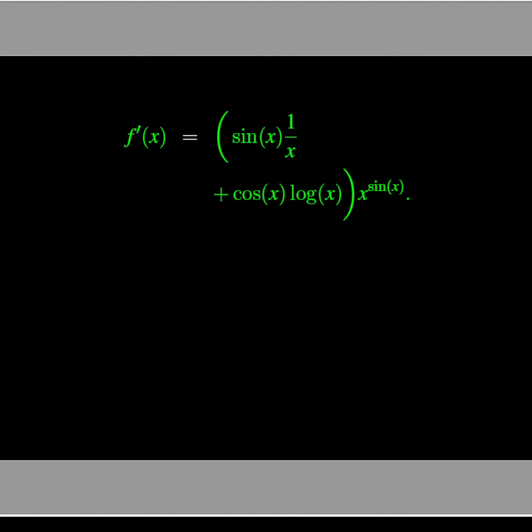This final expression can also be given as follows: f prime of x is equal to the quantity sine of x times the fraction 1 over x plus cosine of x times logarithm of x, times x to the power sine of x.